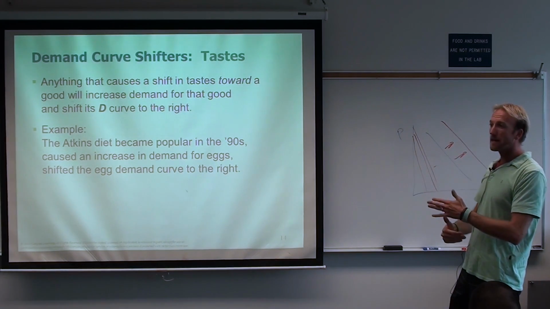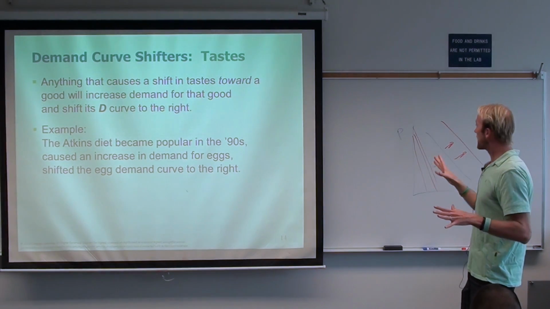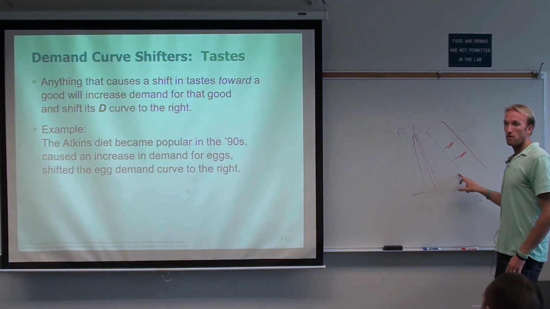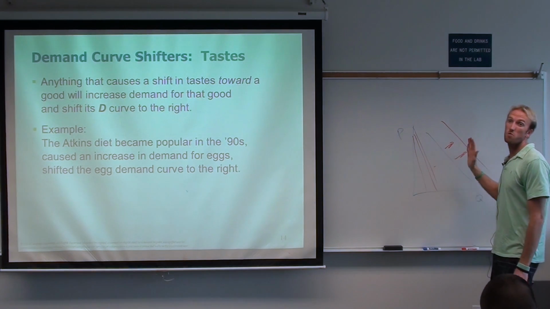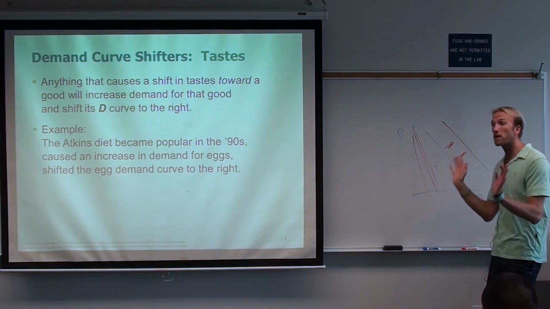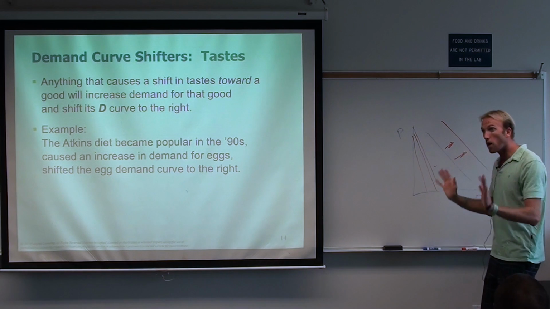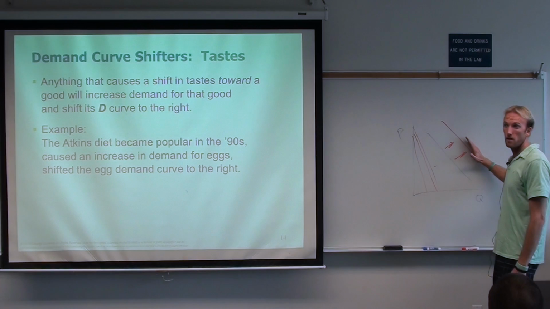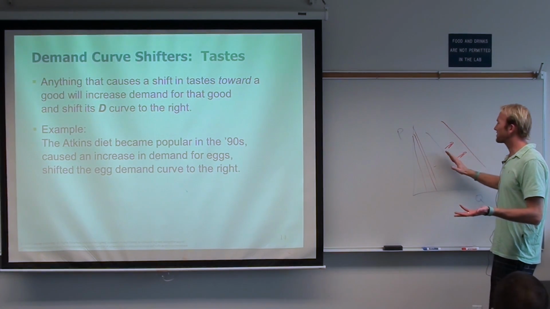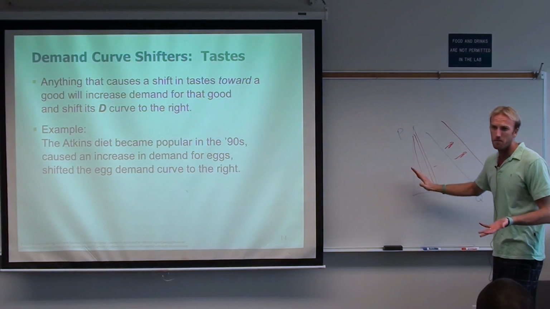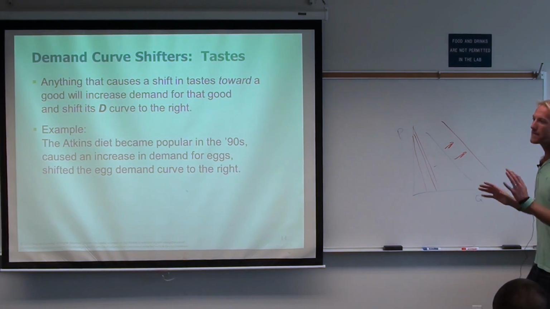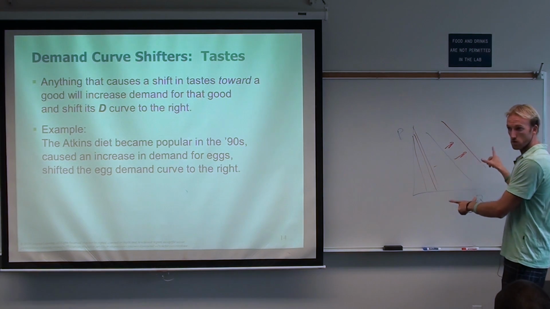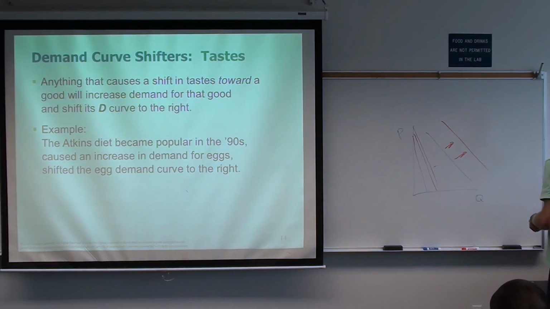So the egg demand, the price of eggs didn't change. So I'm not sliding along a demand curve. The actual demand curve itself changed because people just wanted more eggs, no matter what the price of eggs was back then. So the way I represent that is by moving the demand curve to the right. On the flip side, if people start hating the good, then the demand curve is going to fall. That's the way that we analyze it using our economic tools right here, the supply and demand curve.